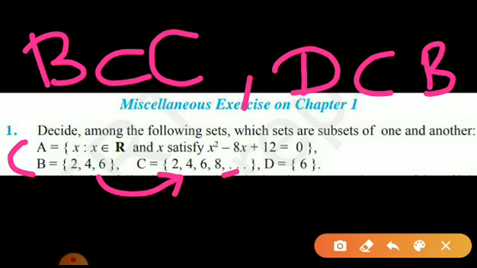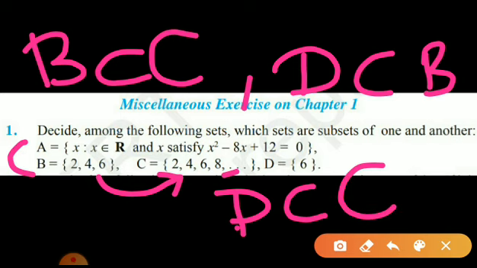Okay. Again the next one, C. C will not be a subset of A and B because it is a bigger set than your A and B. Okay. It is an infinite set. And what about C and D? The same. C is not a subset of D, but I'll get that D is a subset of C. Okay. This was the simplest question.